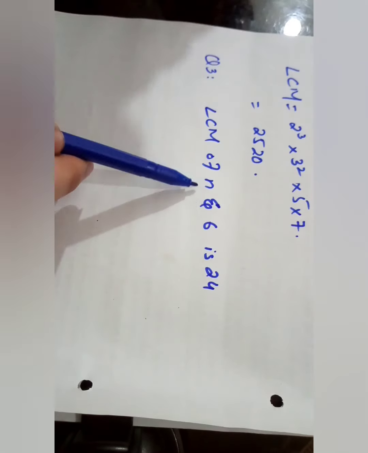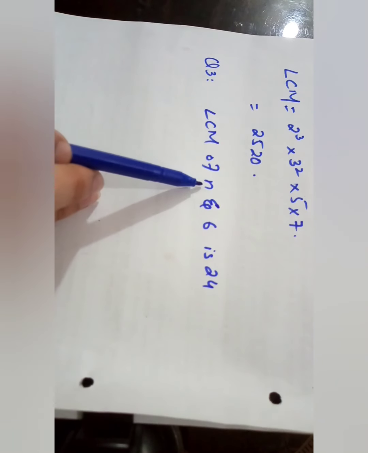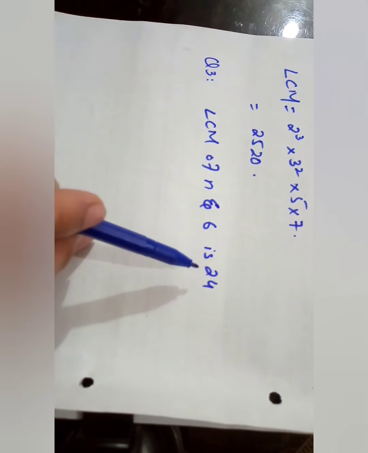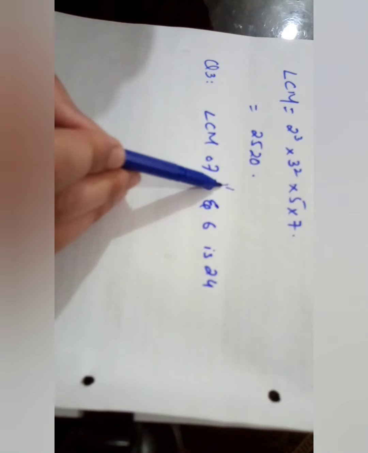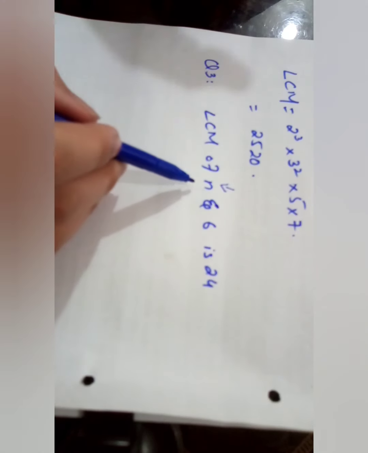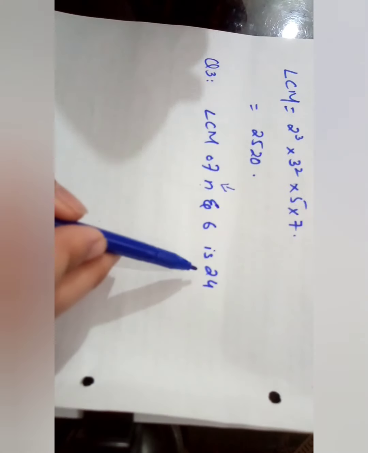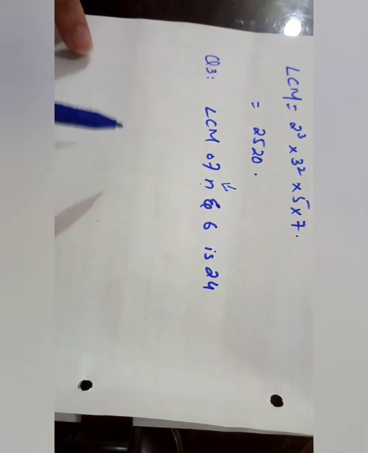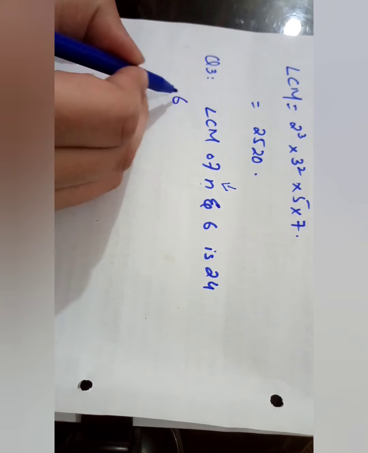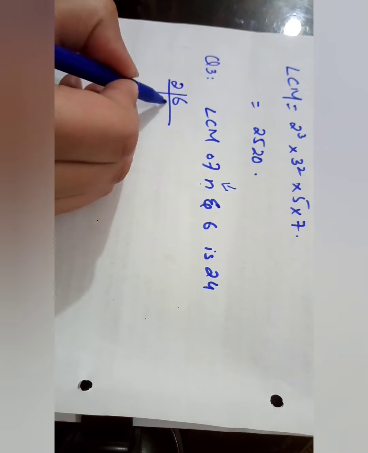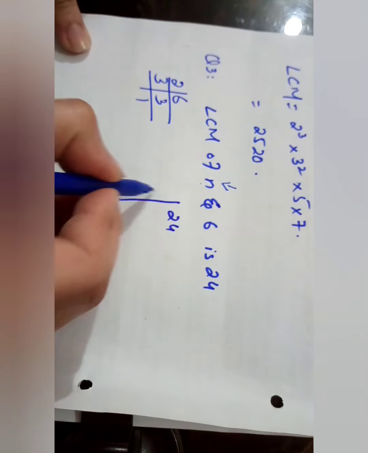LCM of n and 6 is 24. It is not possible to take the LCM of a variable. So in that case, we need to find the value of n such that when we take the LCM of n and 6, the answer will be 24. In that case, we just find the factors of 6 and 24. 6 has the factors: 2 3s are 6 and 3 1s are 3.